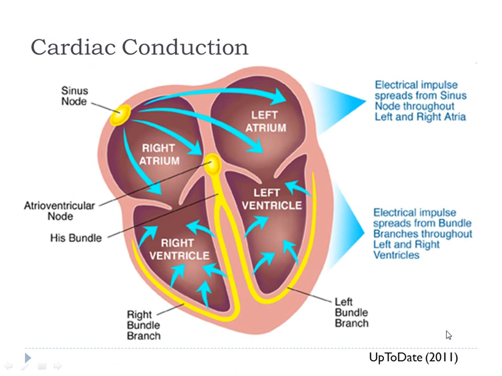I think I just put this here because it's a nice, pretty picture. But you can visualize that the electrical impulse originates in the SA node, and then it travels through the atrium to the AV node, bundle of His, and the bundle branches, Purkinje fibers, all that stuff. So that helps you visualize the movement of electrical activity in the heart.